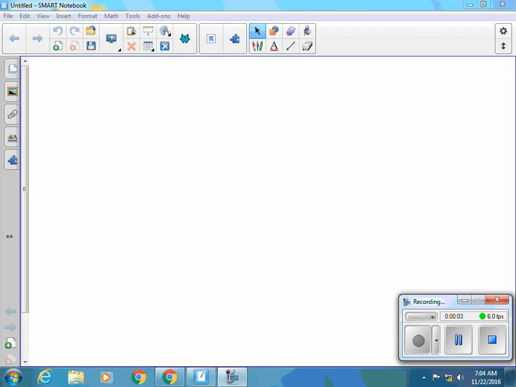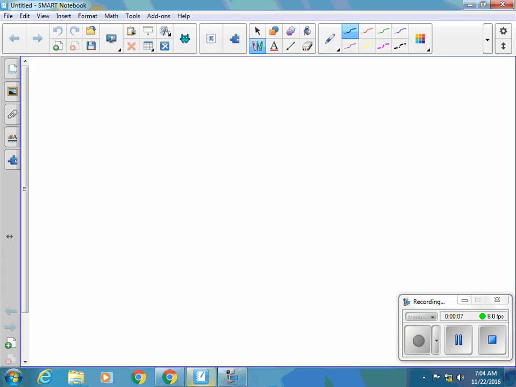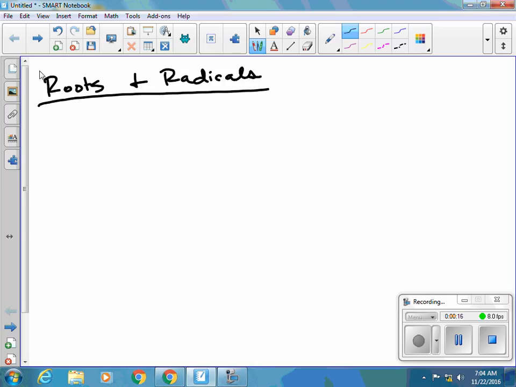To start off our logarithms chapter, we're going to be looking at roots and radicals. And that's to start us off because in order to understand exponentials, we need to understand roots. We need to understand radicals. Roots and radicals are very, very similar. A radical is just a square root sign.